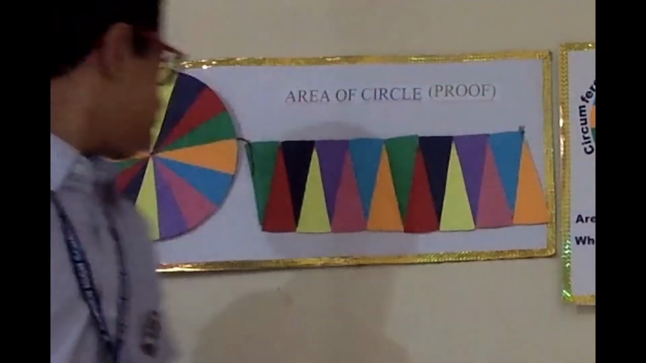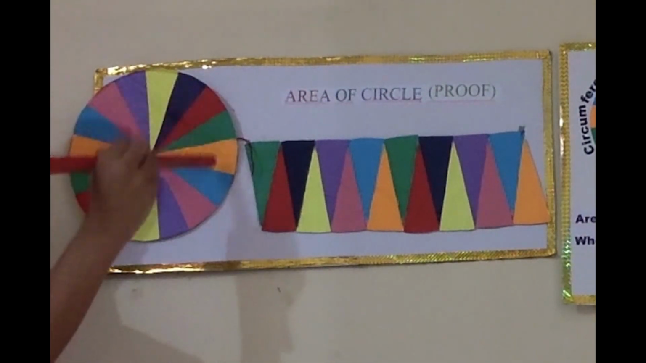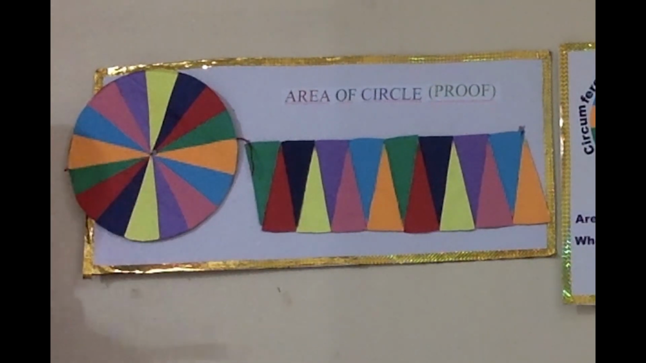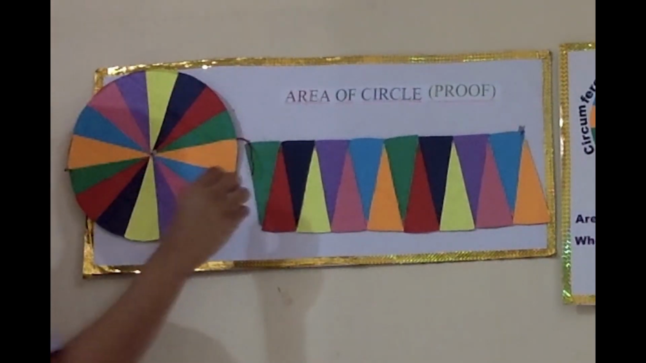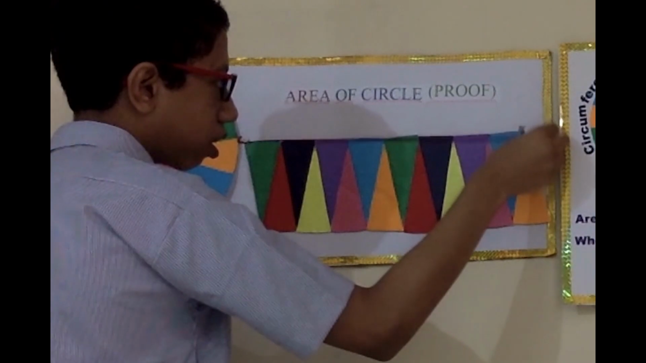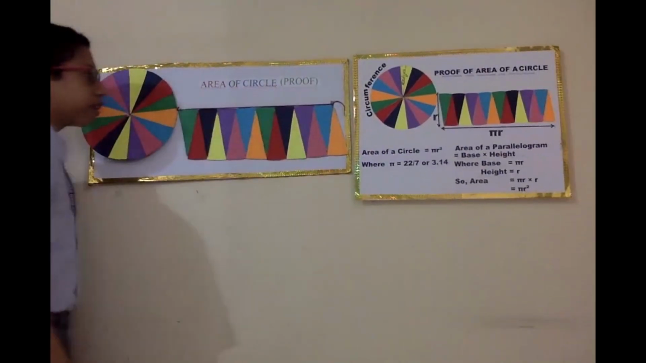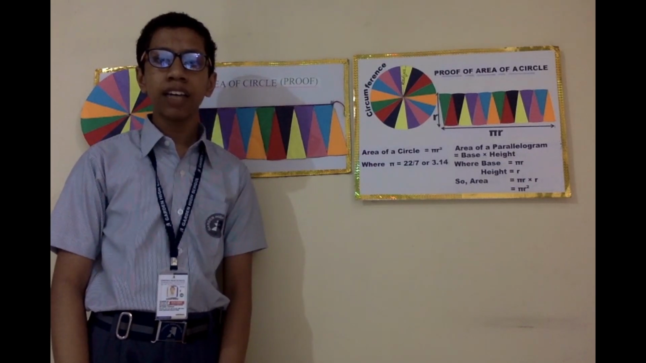Now let us know about circumference of a circle. The circumference of the circle is the perimeter or the boundary of the circle which is equal to 2 pi r. I have attached a thread from one end of the semicircle to the other side. If I pull the thread like this, it is going to complete the circumference of the semicircle, that is pi r.